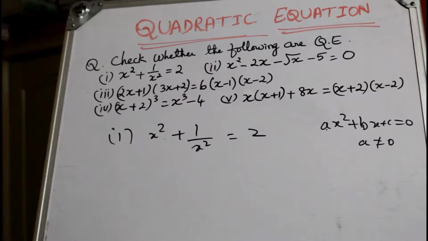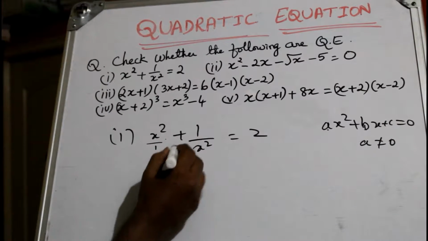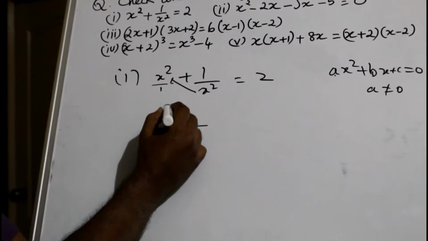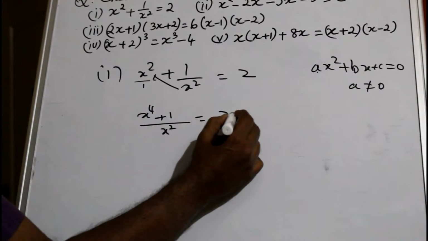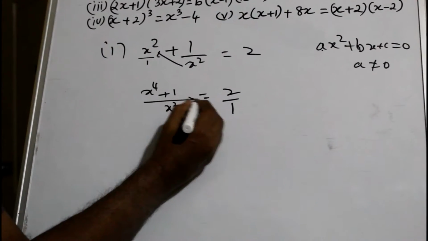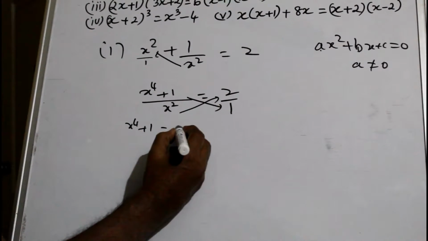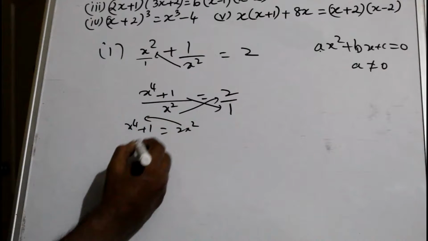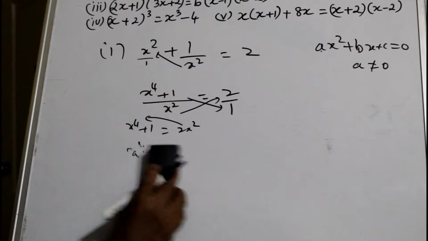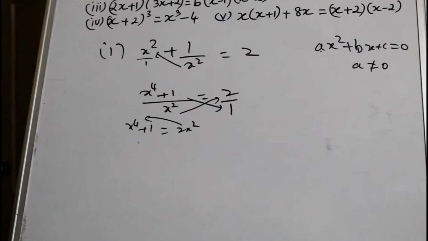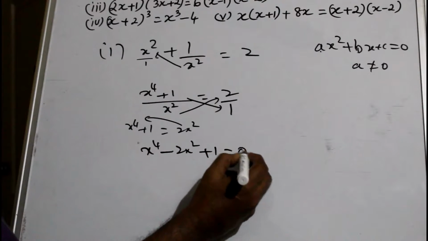Now take the LCM. The LCM is x square. So you get x power 4 plus 1 over x square is equal to 2 by 1. You cross multiply. You get x power 4 plus 1 is equal to 2x square. Bring this side. You get x power 4 minus 2x square plus 1 equal to 0.